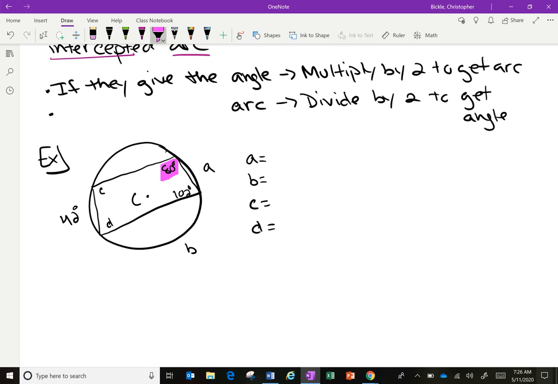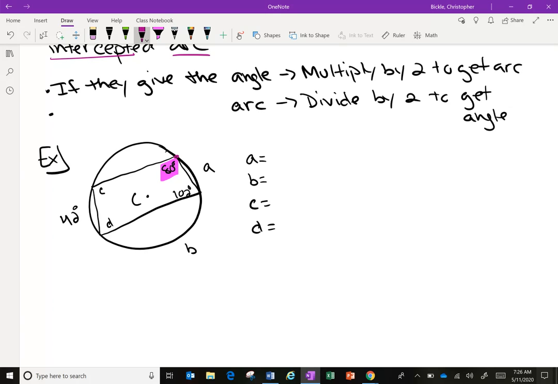Now, they gave me this angle right here is 80 degrees. So I know that angle is 80 degrees. What I want to do is figure out what that means. If this is 80 degrees, what that means is that the arc on the outside that is intercepted by that angle has to be double 80 degrees, okay?